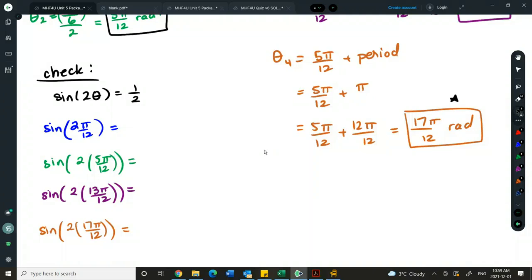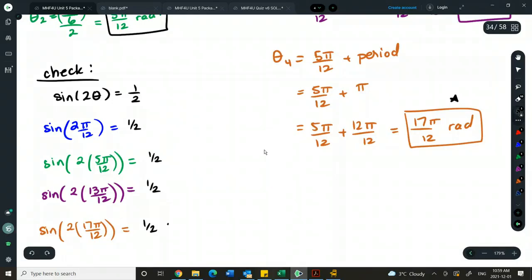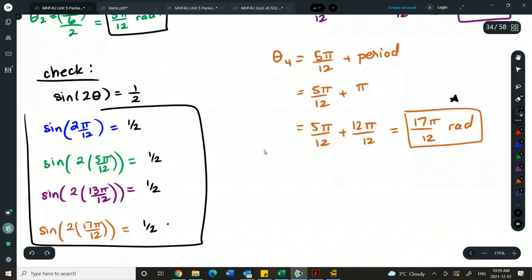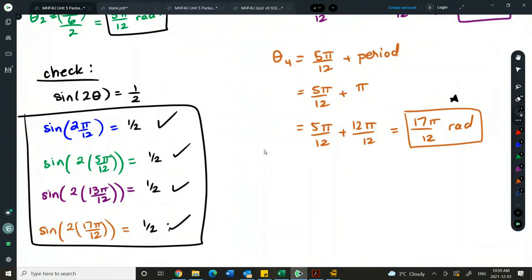Okay, so if I've done this correctly, they should all give me positive 0.5 out in my calculator, positive half. So these do all give us positive half. Make sure you know how to check your own answers. So that's a yes, yes, yes, yes. So we're good for all of our answers.